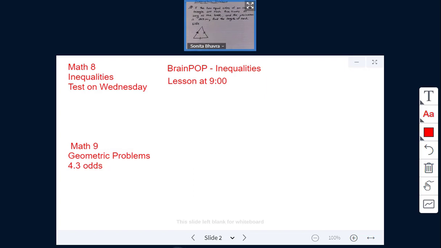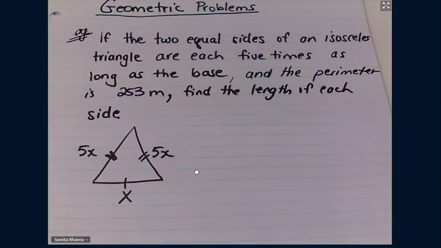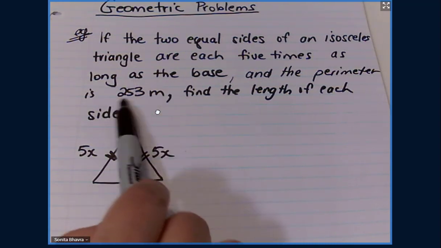So we're going to call the base x, and then each of the equal sides are 5 times as long as the base. So 5x and 5x, like that. The second part that we know from this problem is that we're working with perimeter. The perimeter is 253 meters. So perimeter, we know, is adding up the three sides.